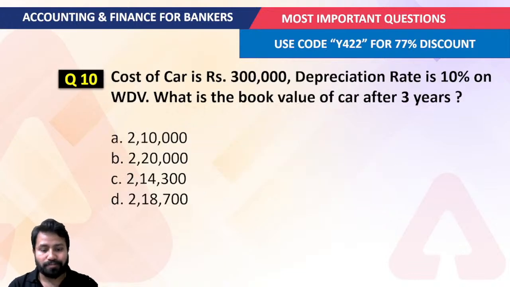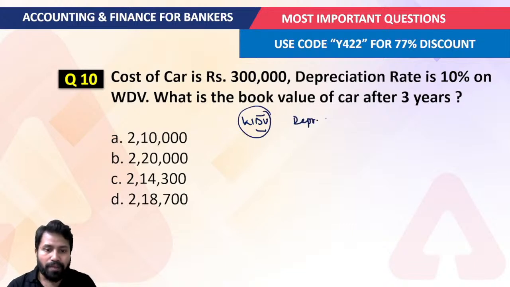Next question. The cost of the car is given, and the depreciation rate is given based on the written down value method. What is the book value of the car after 3 years? Very simply, you can do this question. In the written down value method, the depreciation rate is always applied on the previous year's value of the asset.